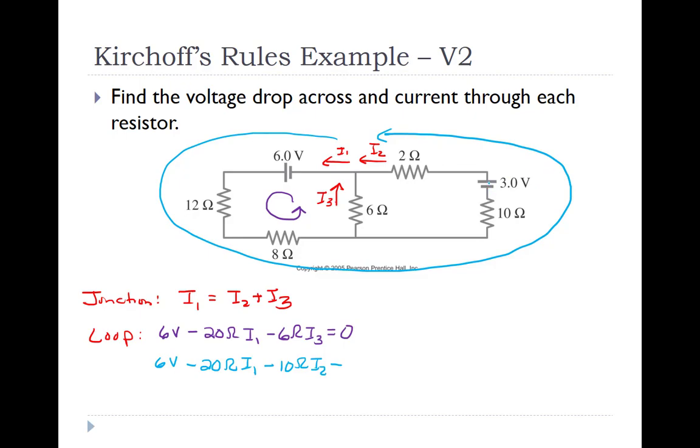I hit the 3 volt battery. I go from the negative edge to the positive edge, so I actually add 3 volts in. And then I follow I2 through the 2 ohm resistor. So minus 2 ohms, I2 equals 0. Now I can combine like terms here. So that's 9 volts minus 20 ohms, I1 minus 12 ohms, I2 equals 0.